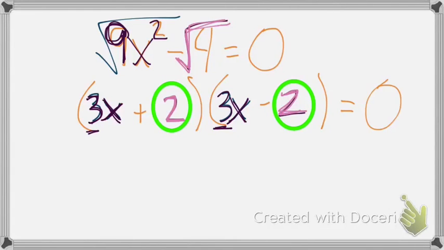All right, so the 2's come from the 4, the 3's come from the 9. Now we just have to, again, make our equations. We want to figure out what we could plug in for these x's here and here that would make each parenthesis come out to 0.